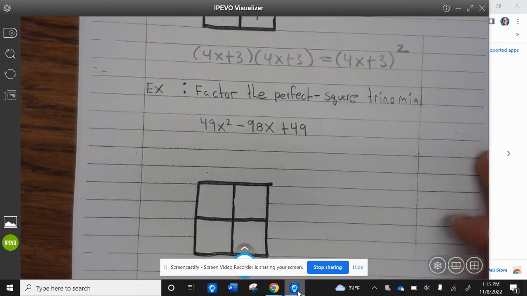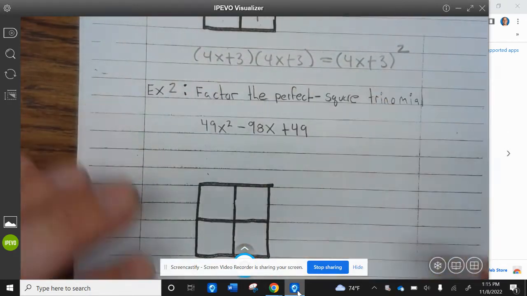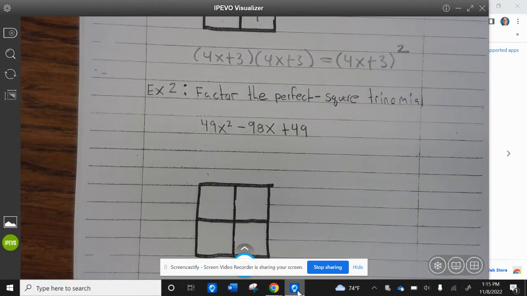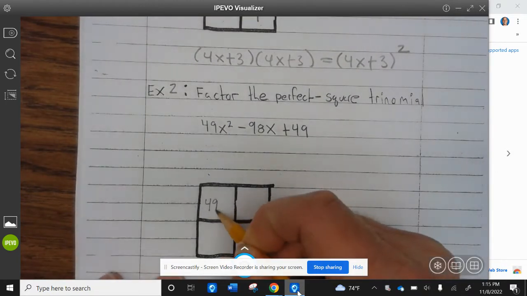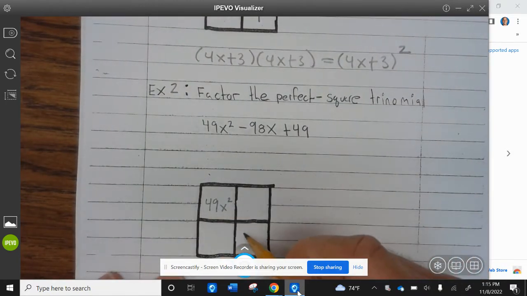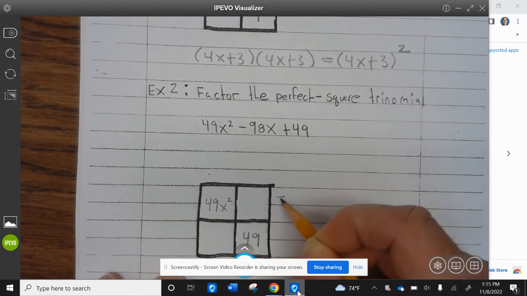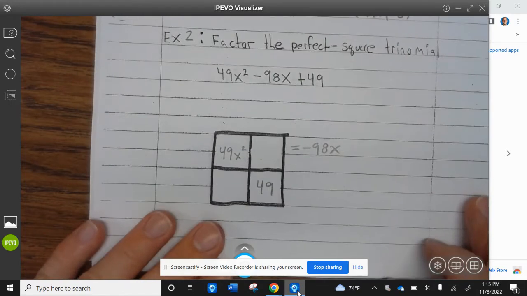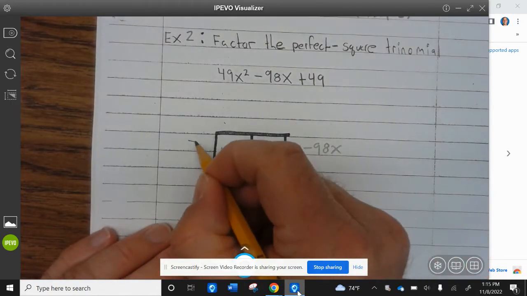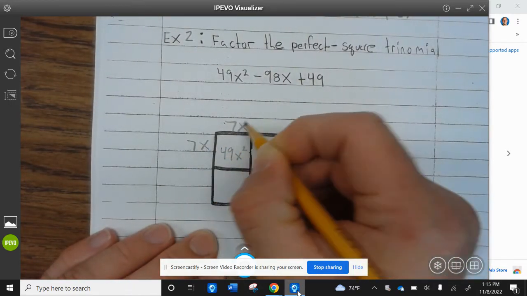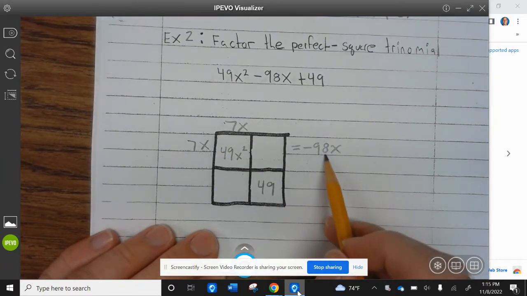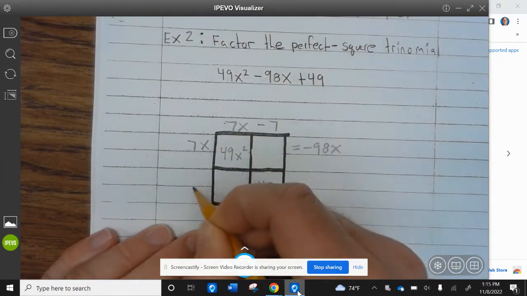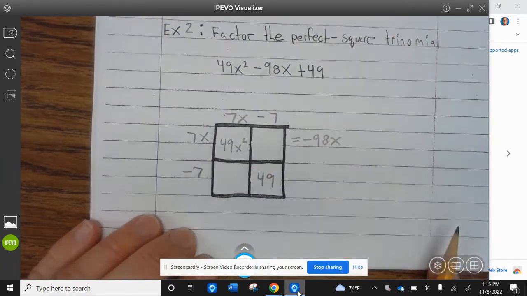All right, let's take a look at example 2. Factor the perfect square trinomial. Okay, first term, last term, and the middle term needs to equal negative 98x. To get 49x squared, that's 7x and 7x. To get positive 49 but combined to be negative, that's negative 7 and negative 7.